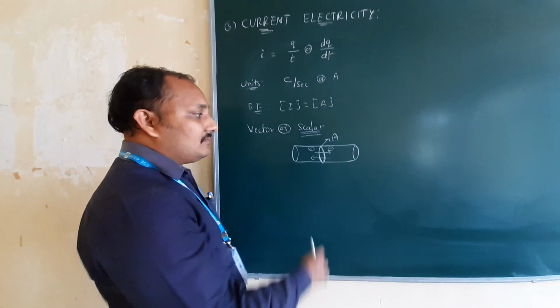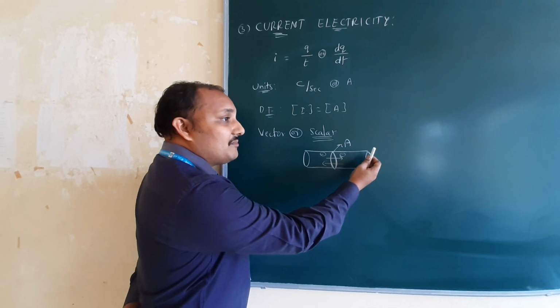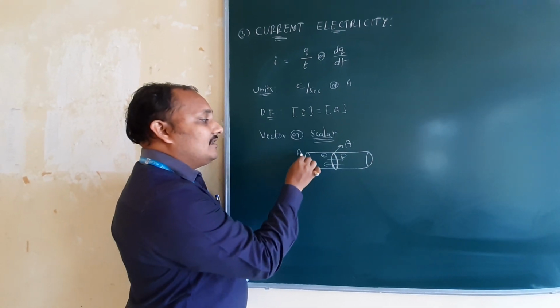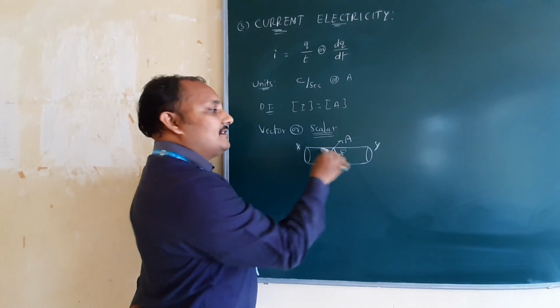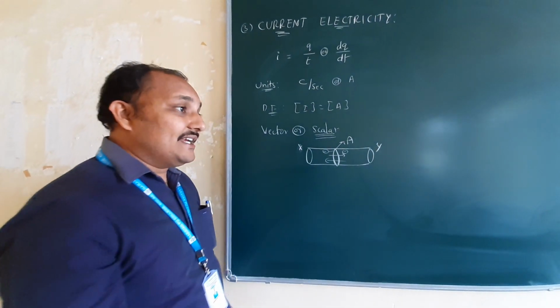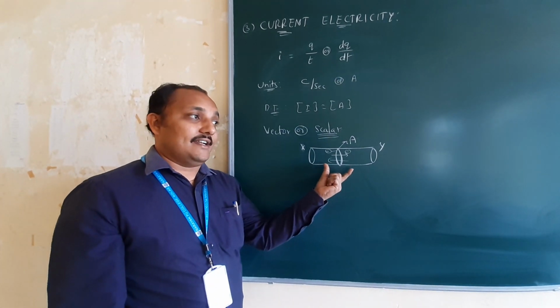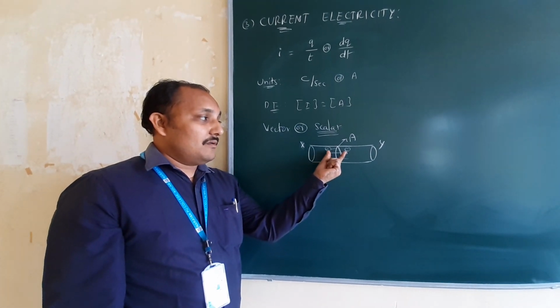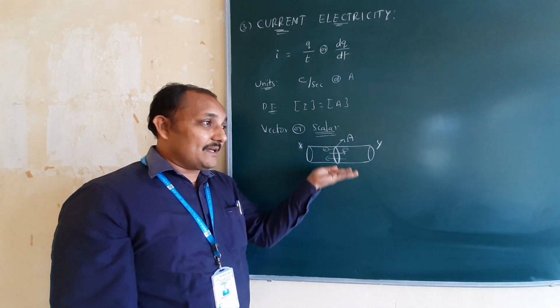Therefore, you won't get shock. When will you get shock? If all electrons are moving towards any one end, towards x or towards y, then you will get shock. Then we can say current is flowing within the conductor.